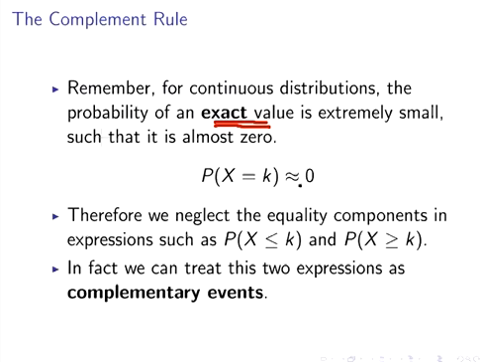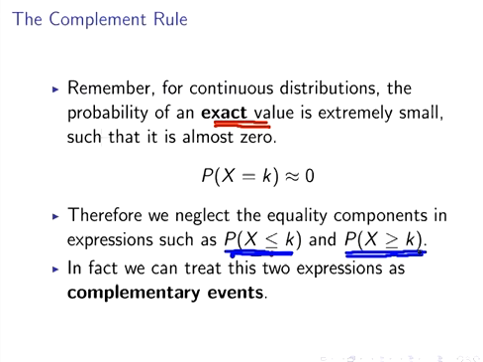And so therefore we can neglect the equality components in expressions such as this. So the probability of x less than or equal to k and the probability of x greater than or equal to k. The equality component is this little horizontal line here. And in some other cases it's parallel to one of the bars there. But it says less than or equal to or greater than or equal to. Essentially what we're going to do is just neglect that part of the expression. So what we have here is two expressions, and we're going to treat them as the complements of each other. So this expression here and this expression here are complementary events.